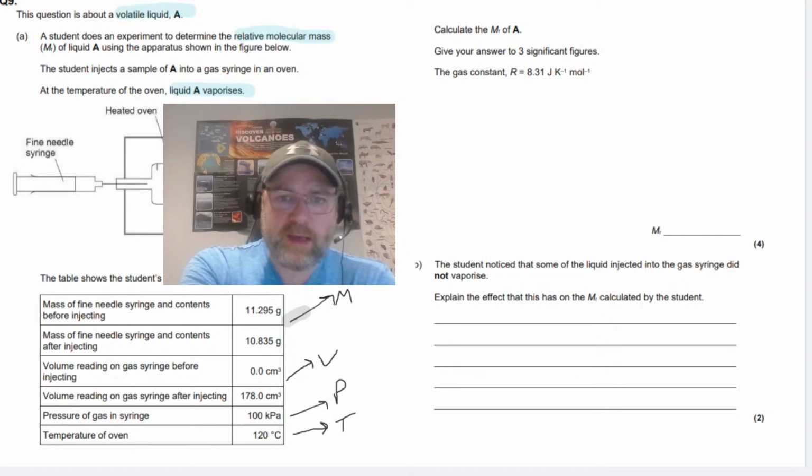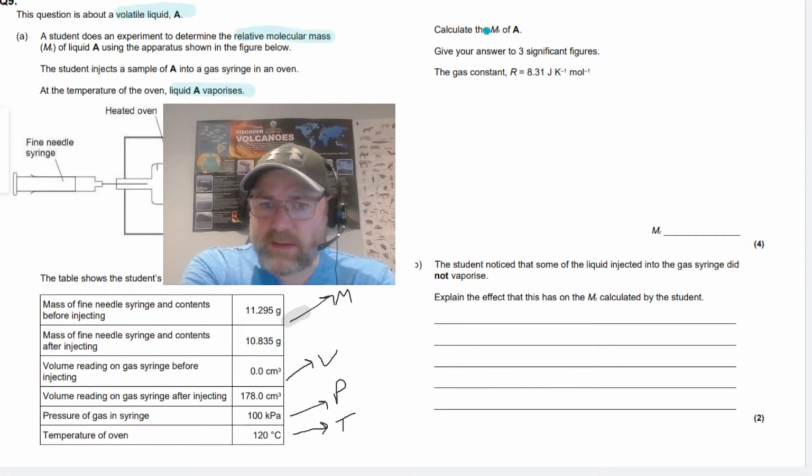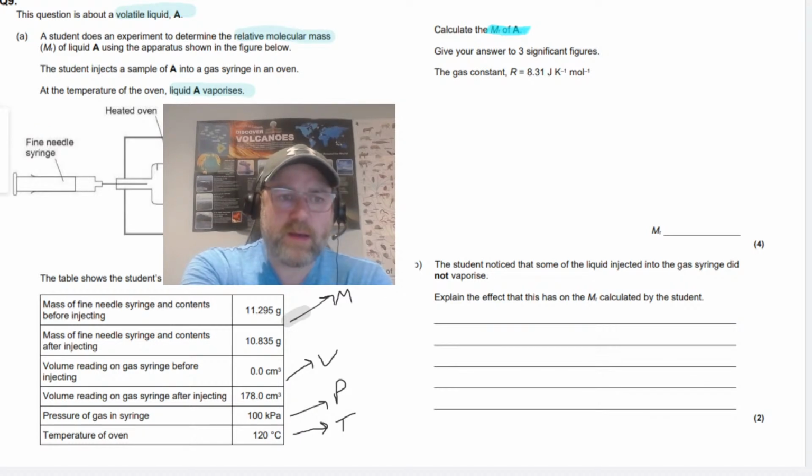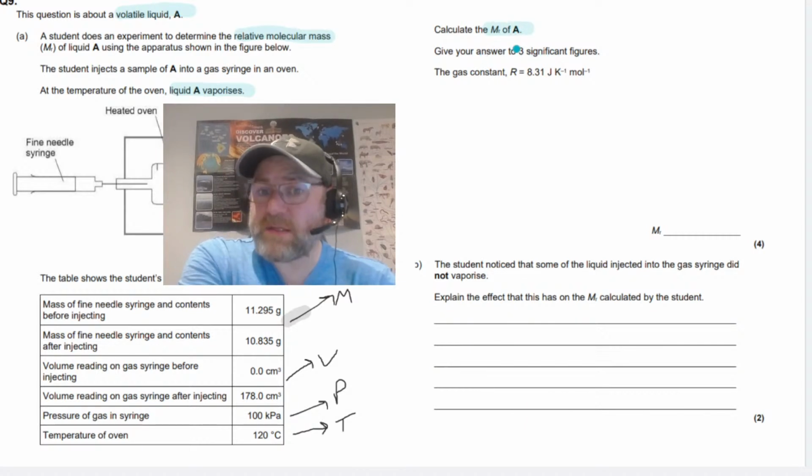We've also been given, calculate the MR of A. So as suspected, the aim of this question for 4 marks is to calculate the molecular mass. There we go, a little bit better. Give the answer to 3 significant figures.